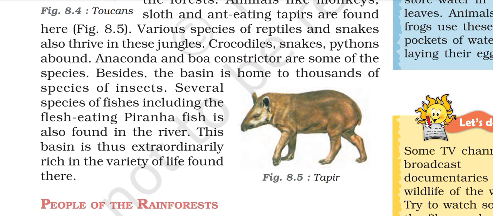Piranha is the name of a fish that is found in freshwater. This basin is thus extraordinarily rich in the variety of life found here. It means there are many animals, there are reptiles, there are birds, there are insects. That's why the flora and fauna both are rich in this region.